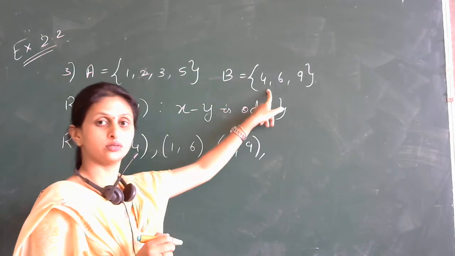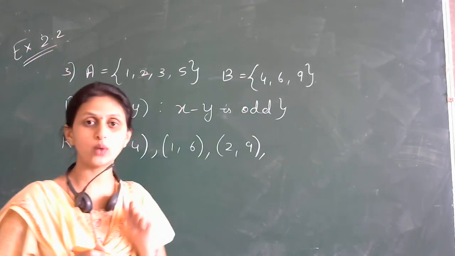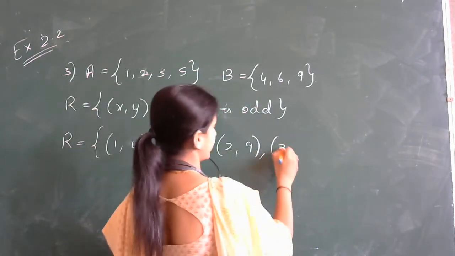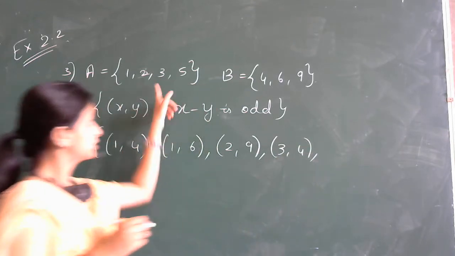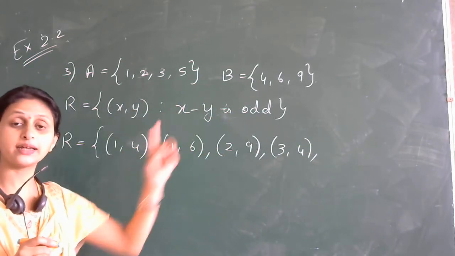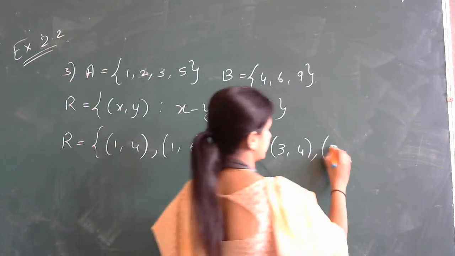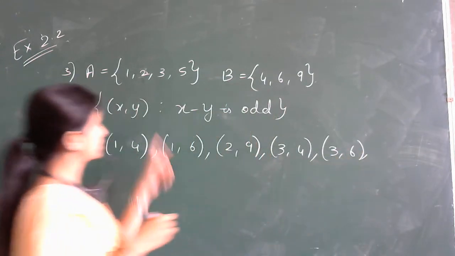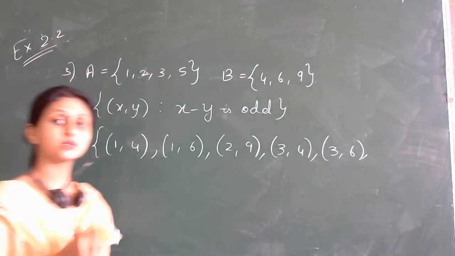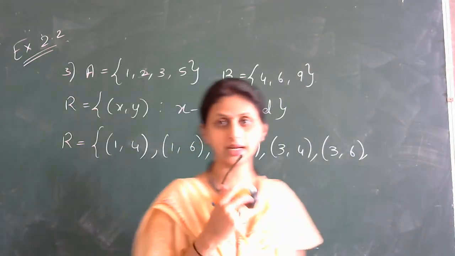3 comma 4. 3 minus 4 is how much? Minus 1. It is an odd number, so you can take it. Next, 3 comma 6. 3 minus 6 is minus 3. Odd number, you can take it. 3 comma 6. Next, 3 comma 9. 3 minus 9 is minus 6. It is an even number, you can't take it.